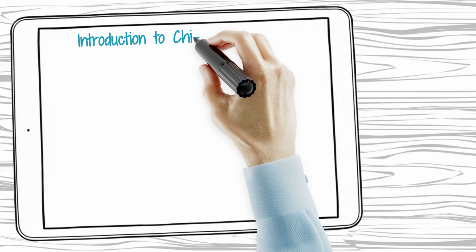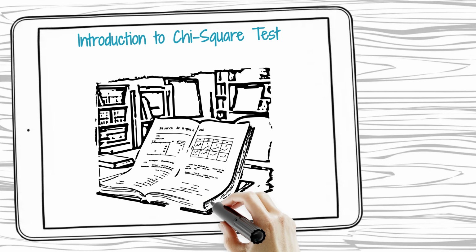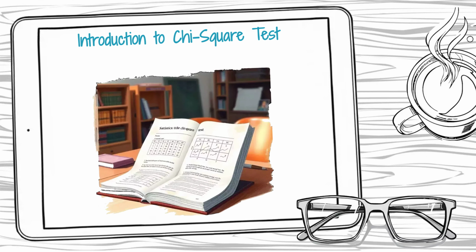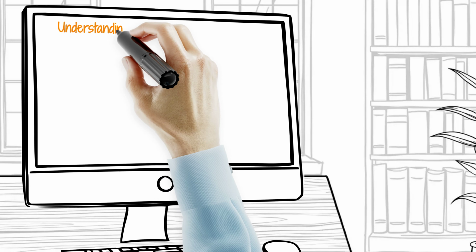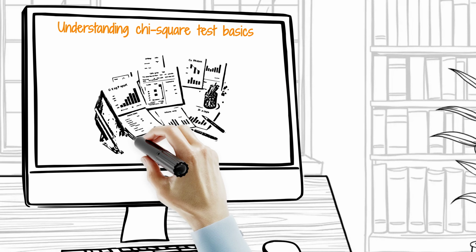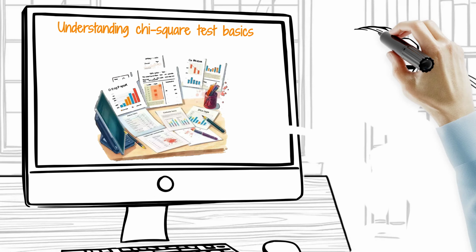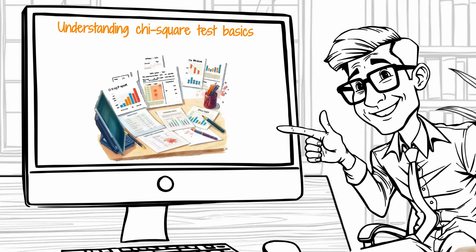Welcome to our deep dive into the world of the chi-square test, focusing on contingency tables, analyzing categorical data, performing chi-square tests, and interpreting the results. The chi-square test is a powerful statistical tool used to determine if there's a significant association between two categorical variables. Let's start with the basics. Imagine you have two sets of categorical data.